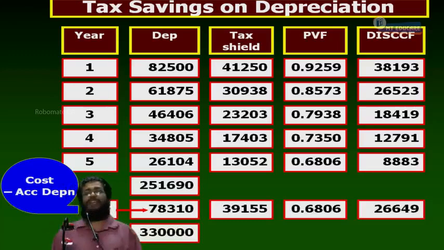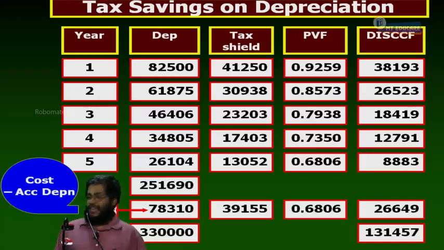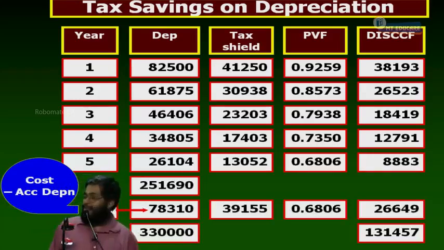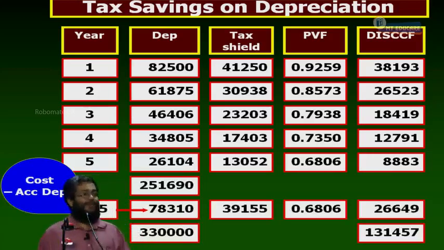26,649. Now, if I total, what are the discounted tax savings? The total is 1,31,457. Can I proceed? Now, is this an inflow or outflow? Inflow. This is going to reduce my what? Cost of the machine. Okay.